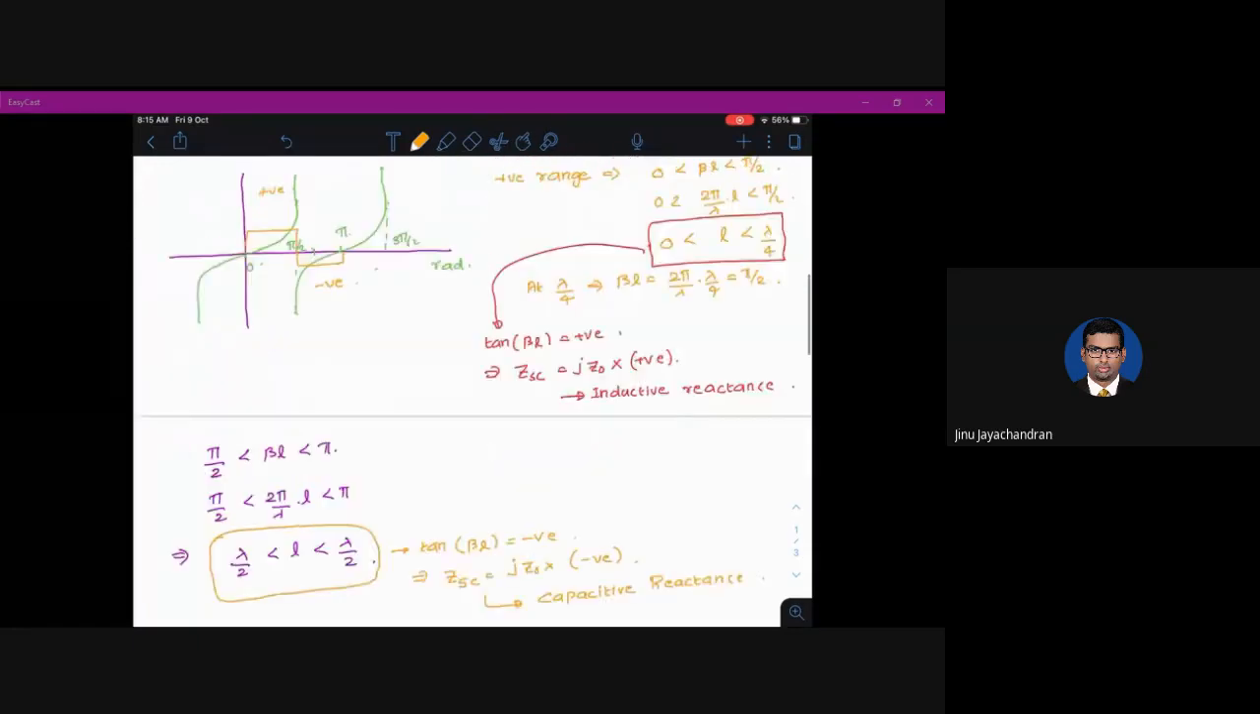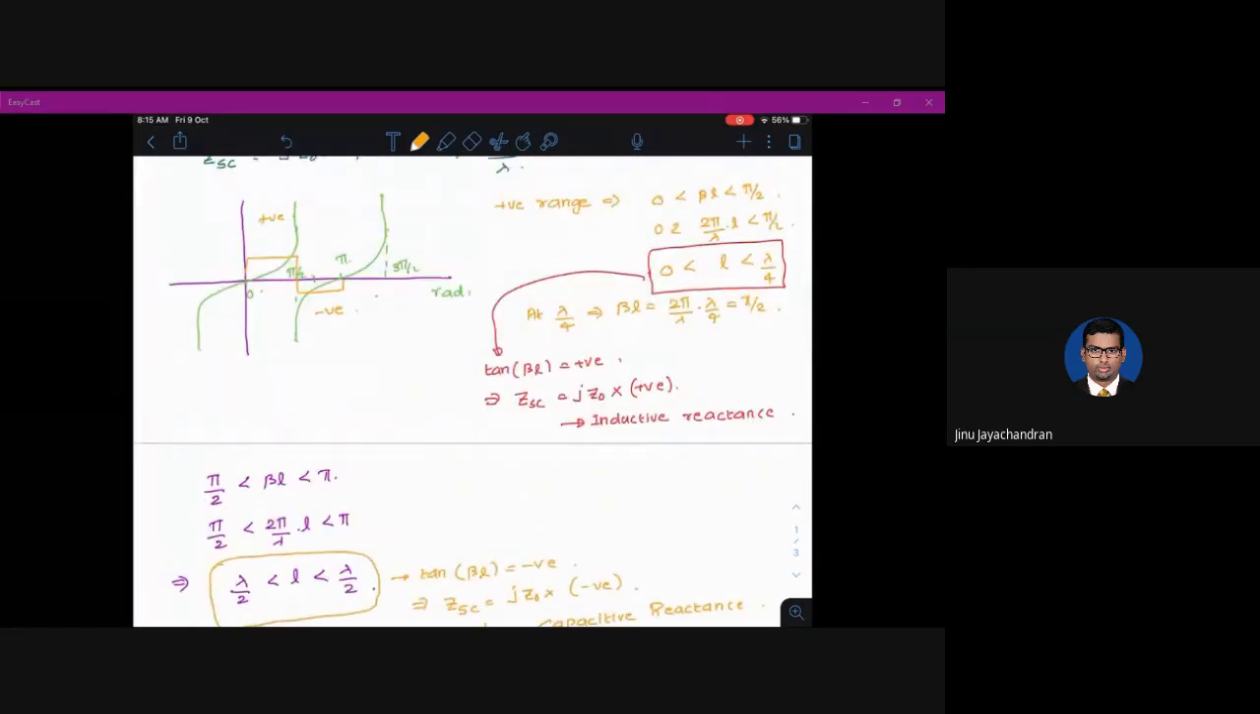Now at 0 or at pi by 2, you have a different value.